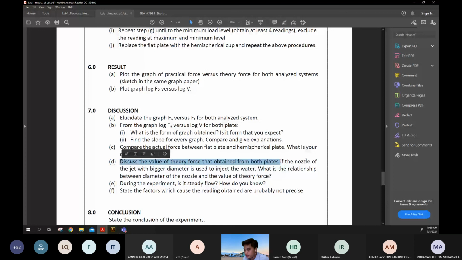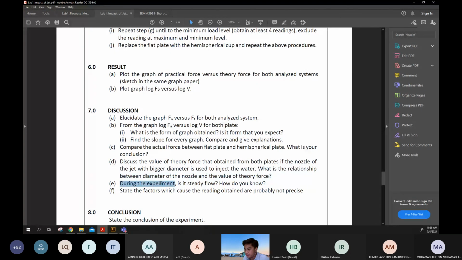All right. If the nozzle of the jet with bigger diameter is used to inject the water, what is the relation between the diameter of the nozzle and the value of theoretical force?